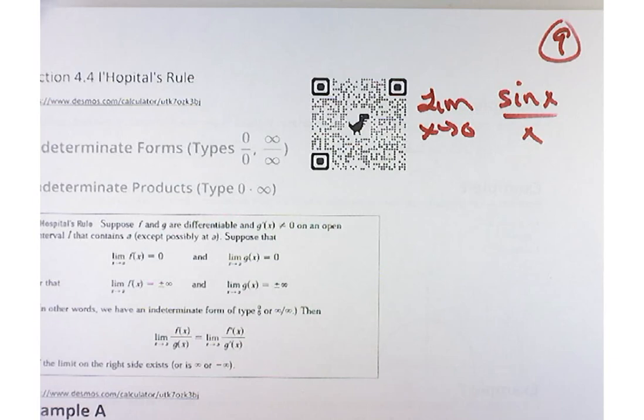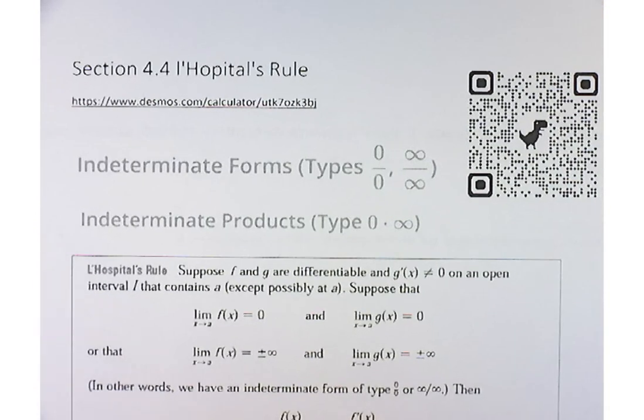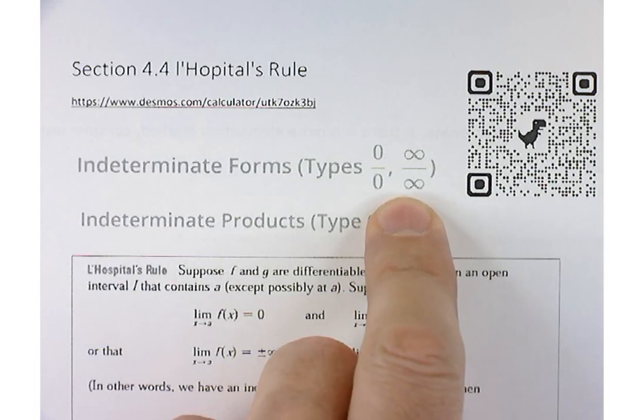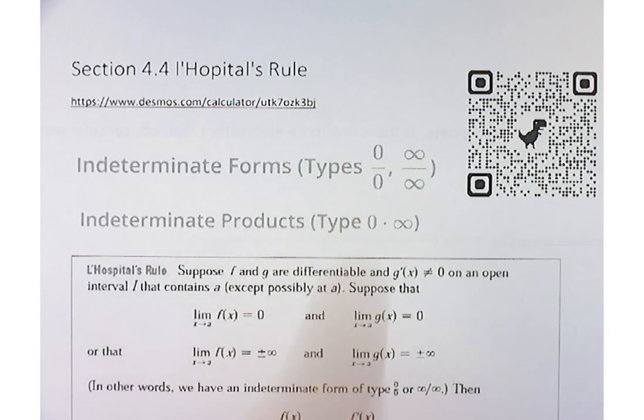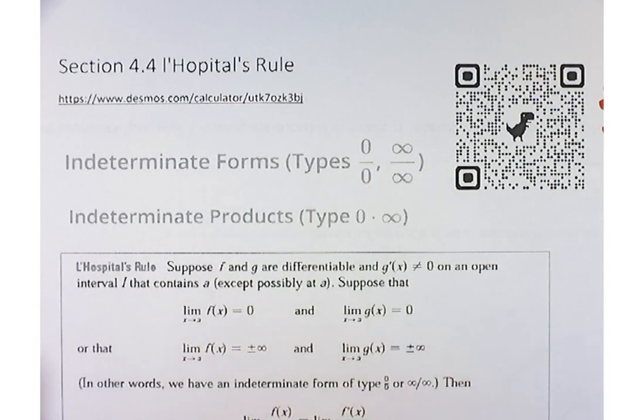I can literally make 0 over 0 anything I want, depending on my choice of functions here. So if you get 0 over 0, you can't cancel and get 1. 0 over 0 is something called an indeterminate form. Likewise, if you get infinity over infinity, that's another indeterminate form. If you end up with something like this, then there's hope. There's something called L'Hopital's rule.